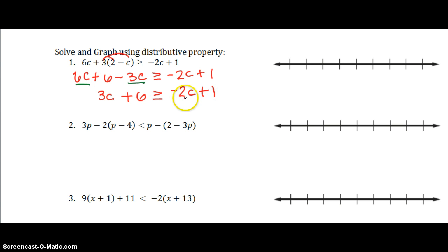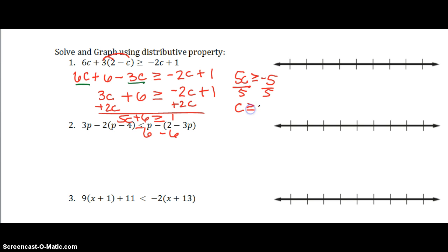And now we need to bring all of our c's to one side, so let's add 2c. And that gives us 5c plus 6 greater than or equal to 1. So I need to subtract 6 from both sides. And 5c is greater than or equal to negative 5. Divide by 5, and c is greater than or equal to negative 1. And that's your final answer.